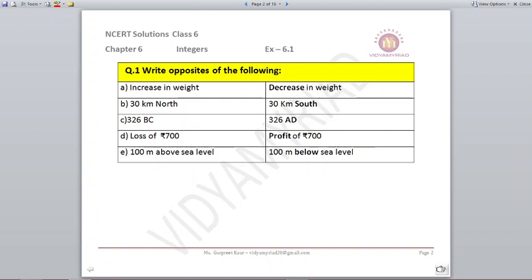326 BC becomes 326 AD. Loss of rupees 700. So if there is loss, its opposite is profit. That is profit of rupees 700. 100 meter above sea level and its opposite becomes below sea level.